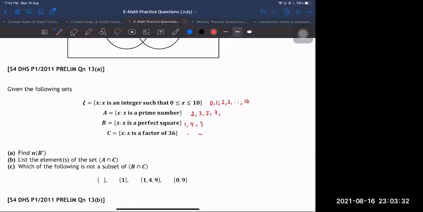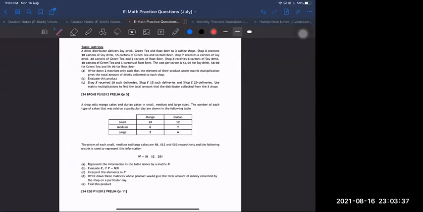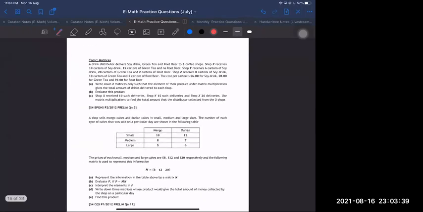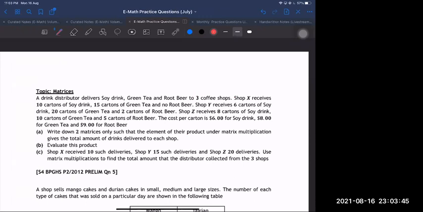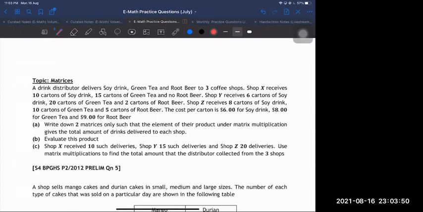Now, let me move on. Okay, for matrices, these two questions are very, very easy. You should refer to the August questions that are more difficult. But in general, for matrices, just remember that whenever you're dealing with matrix multiplication, make sure that the dimensions are the same. And make sure you do not screw up your dimensions.